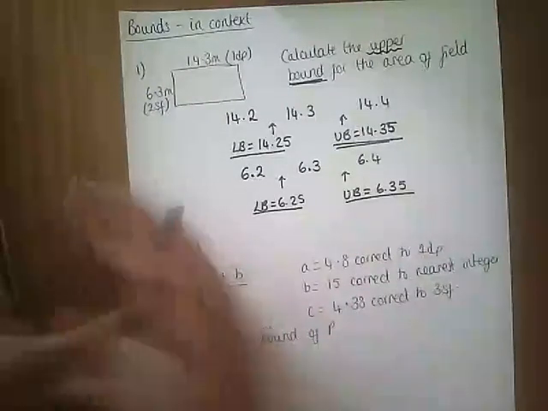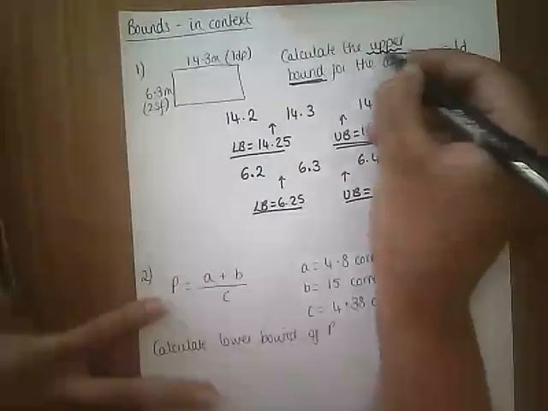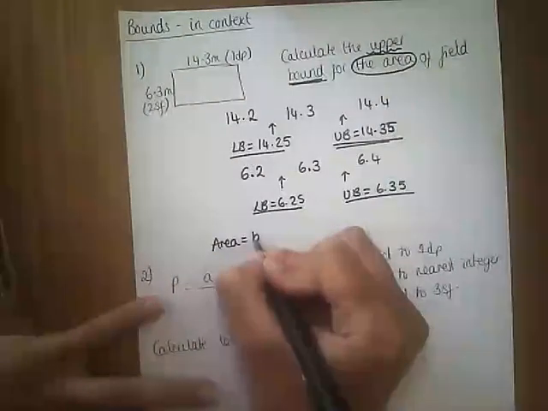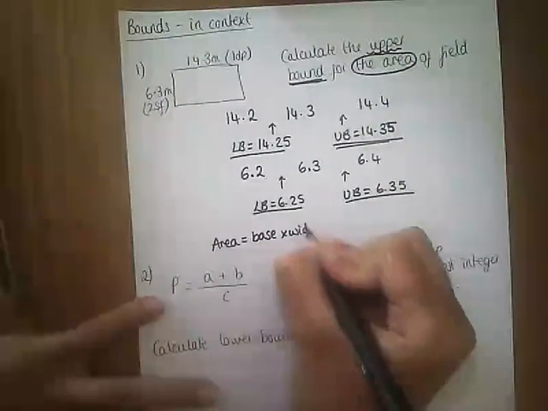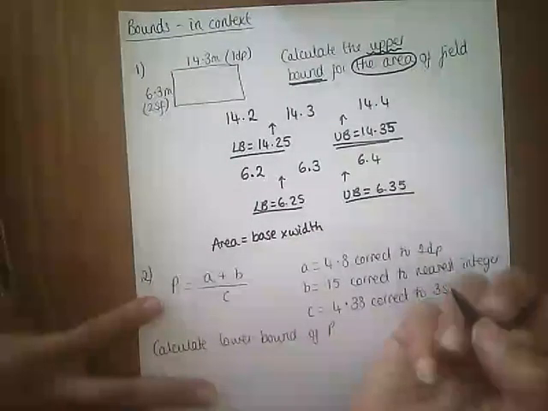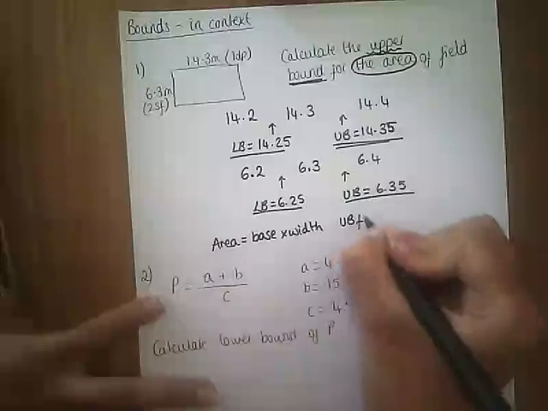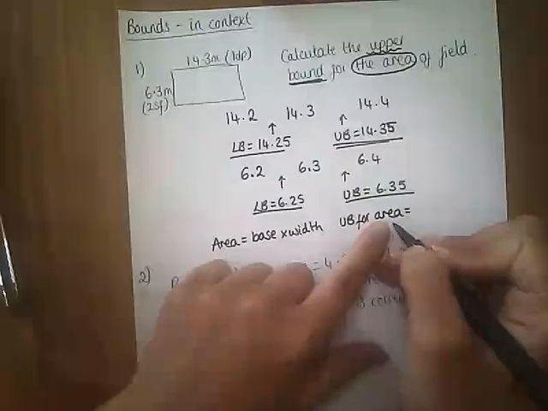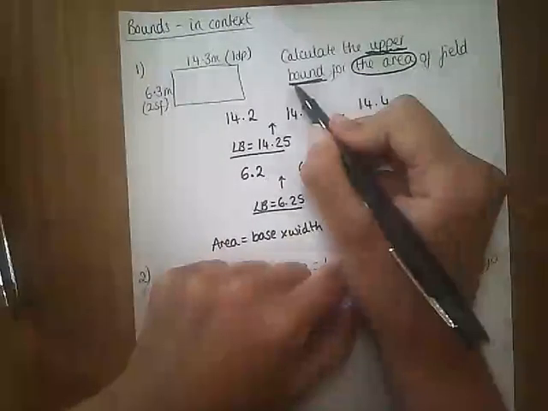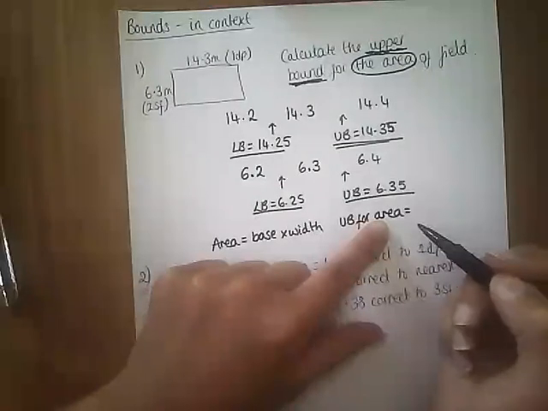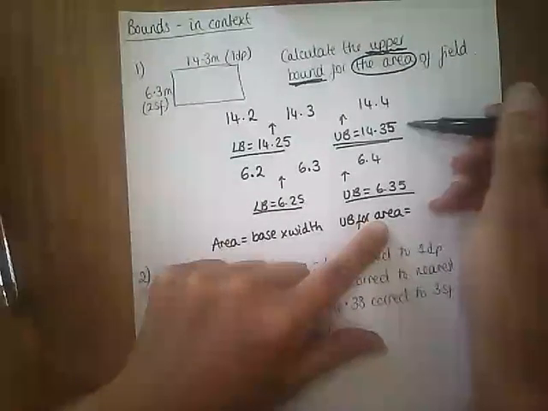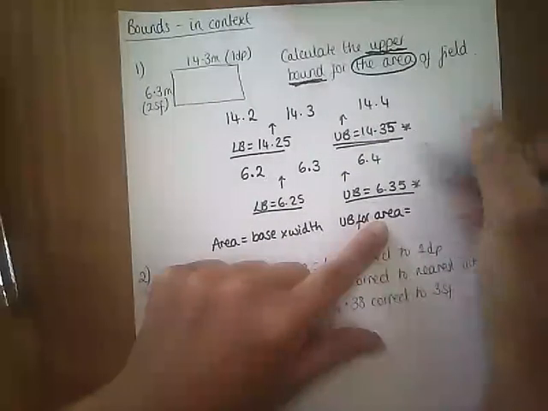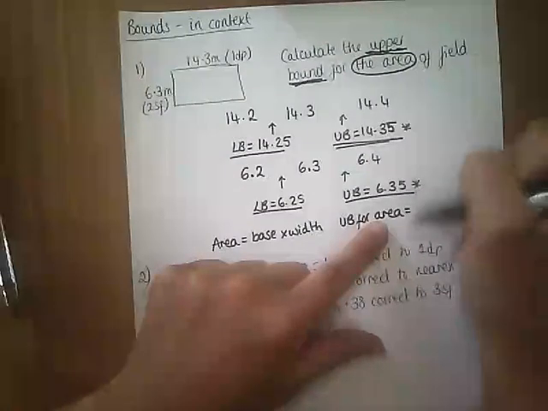Now it asks you to calculate the upper bound for the area of the field. Well, we know the area of a rectangle is base times width, length times height, whatever you want to call it. So I want the area to be the highest it could possibly be. That's what it's saying: calculate the upper bound for the area. So how can I get the area to be the highest it can possibly be? Well, if I multiply the highest of the length and the highest of the width, that will give me the highest area.